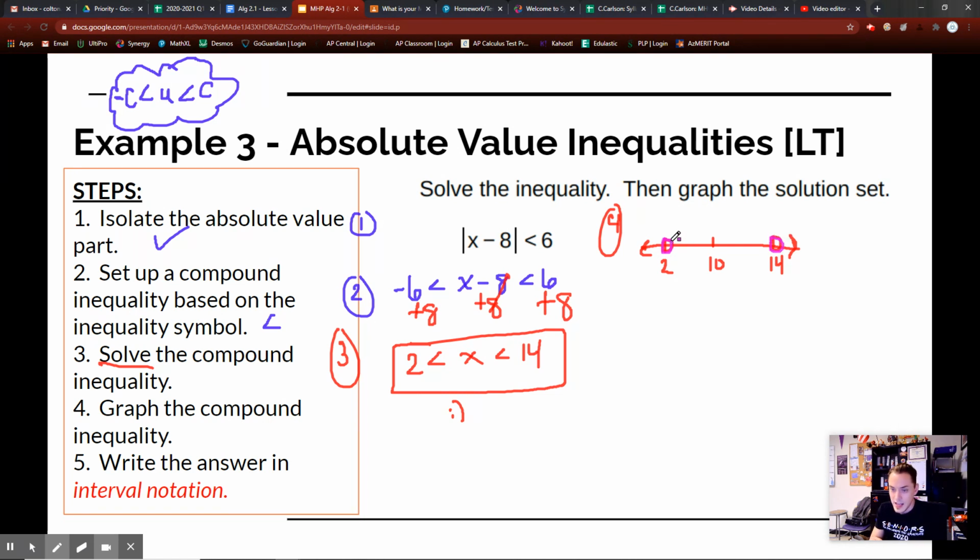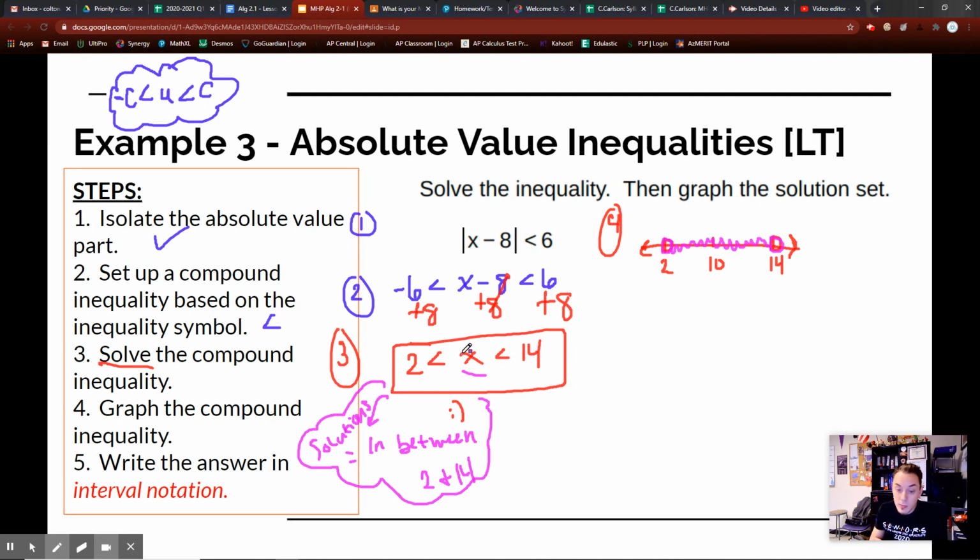What it tells us is that all of my solutions are in between 2 and 14. So I'll even write it out. This tells us that my solutions are in between 2 and 14. That's what that is saying. Okay? My solutions are in between 2 and 14. That's why x is in between. Any number in between 2 and 14, where you're not including 2 and 14, will actually make this equation true.